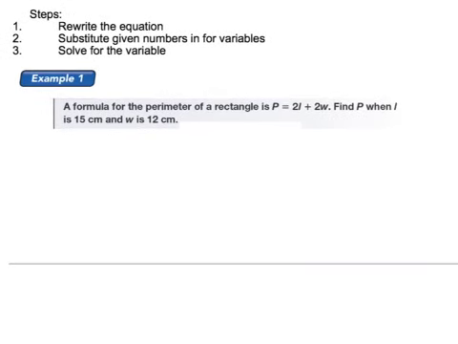So, underline what we know. We know the formula is this right here. We know that L is 15 and we know W is 12. And what we want to know is we're trying to find out what P is. So step 1, rewrite the equation. P = 2L + 2W.